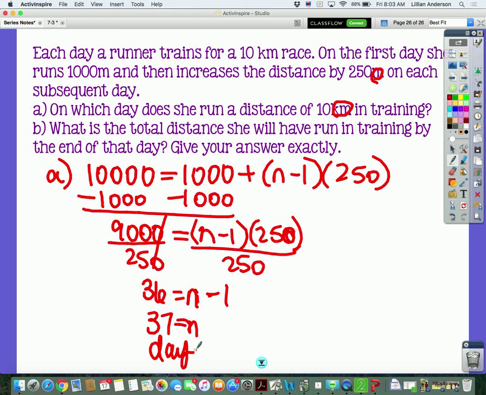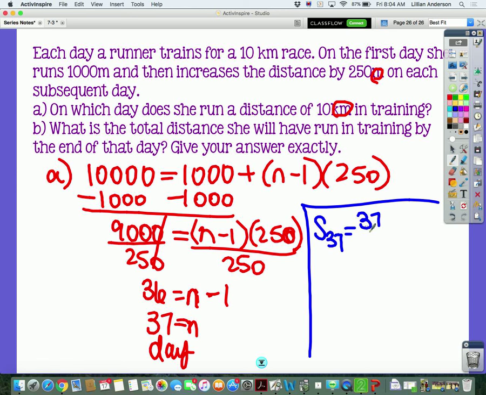And we want to give our answer exactly. Well, it says, what is the total distance? Total would mean sum, okay? So we're trying to find the total amount that she did run as she's training for this 10-kilometer run. So we're basically looking at the sum of the 37 days it took her to train for this.